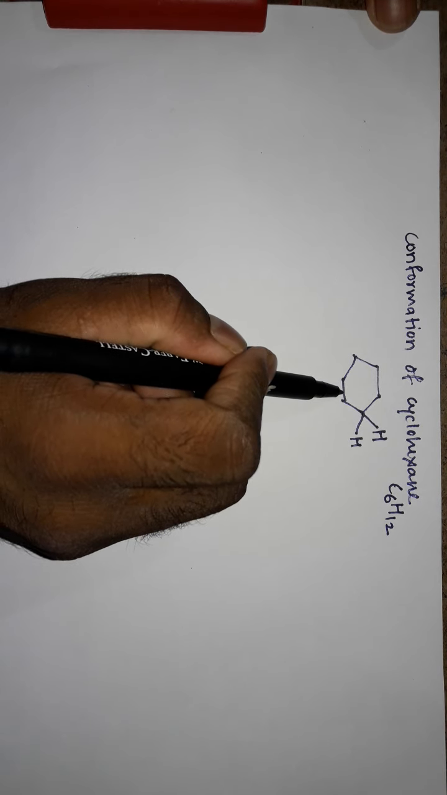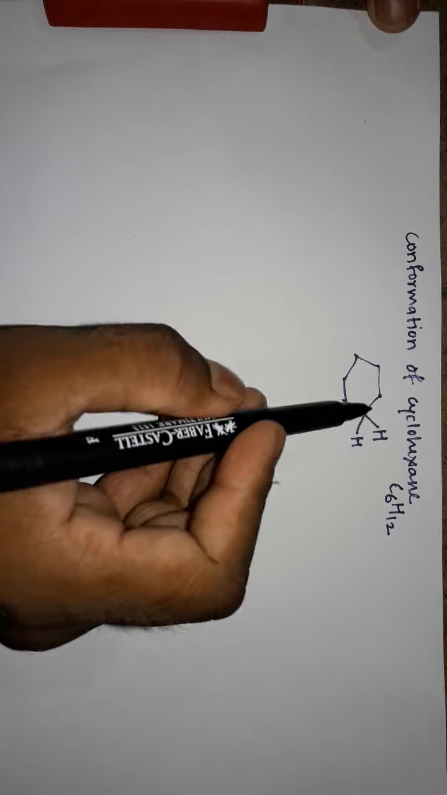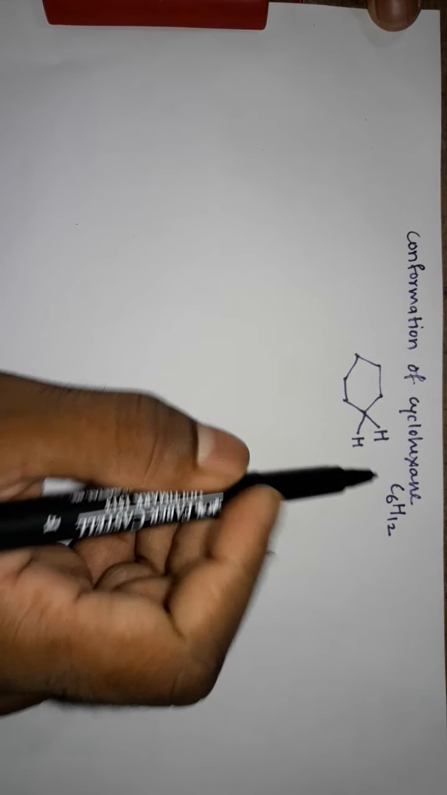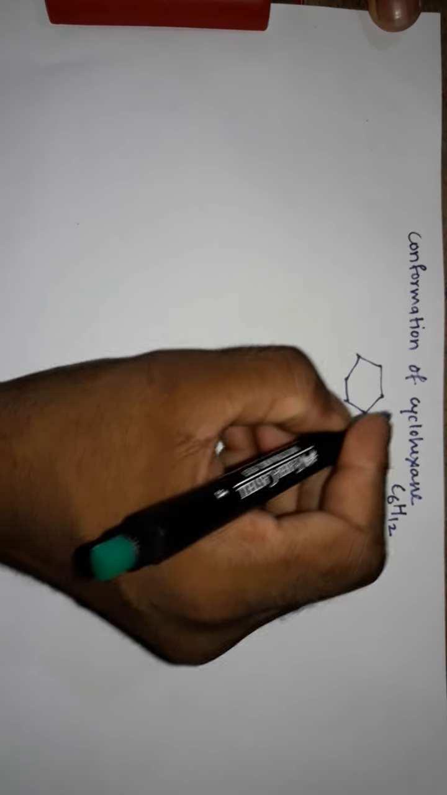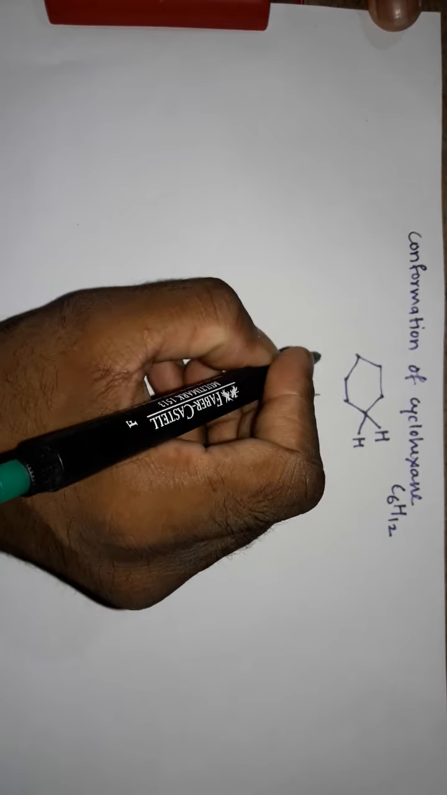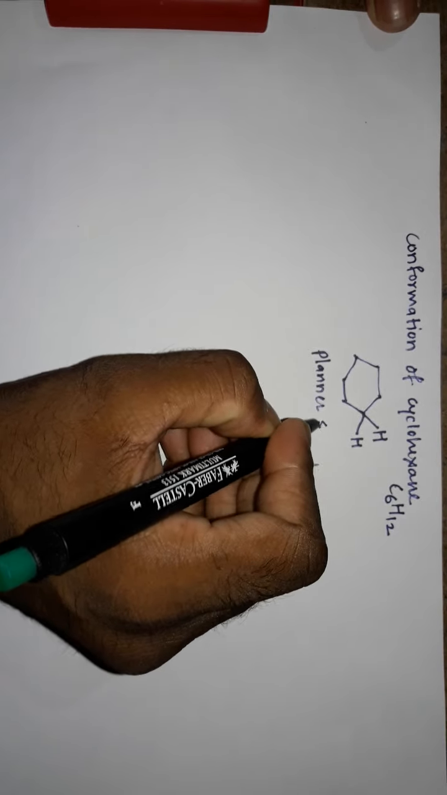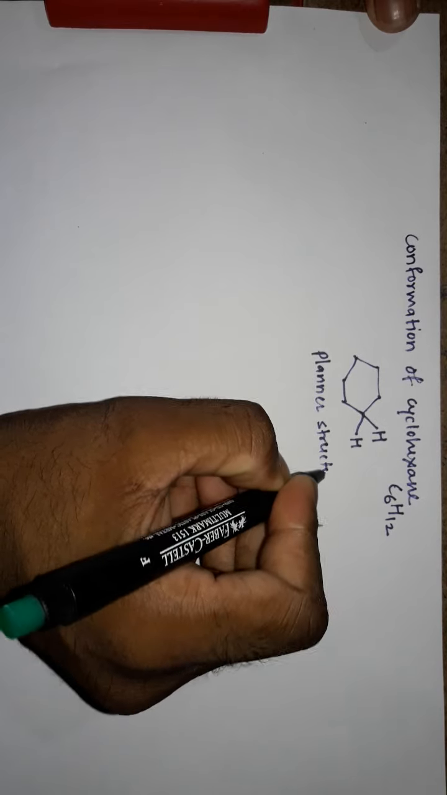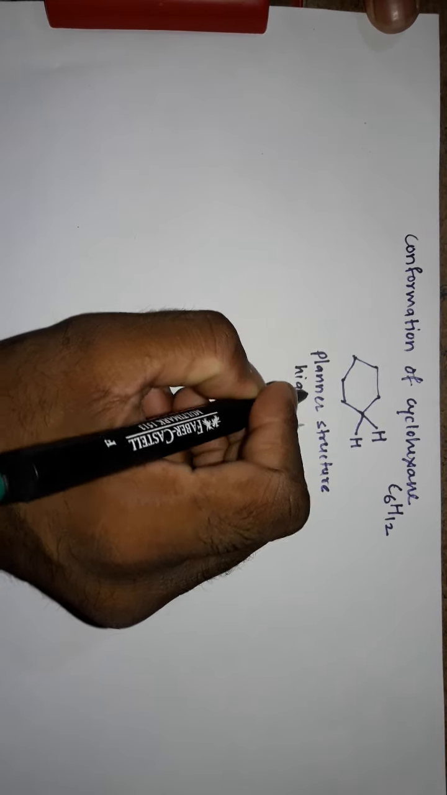Since this structure is planar because all 6 carbons are in the same plane, there will be a huge interaction between the hydrogens, and that's why this molecule is highly unstable. Planar structure and highly unstable.